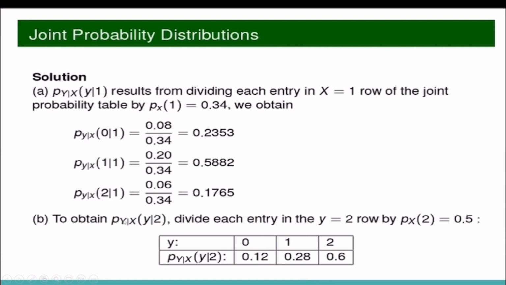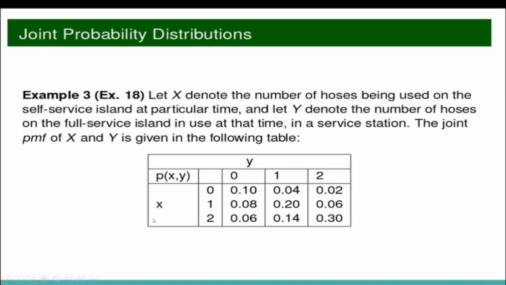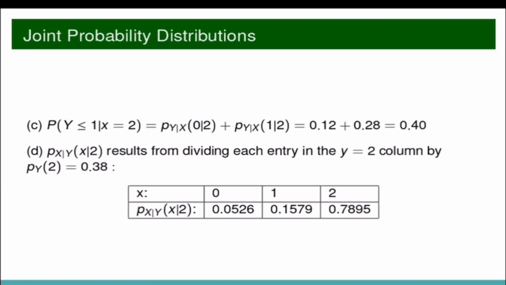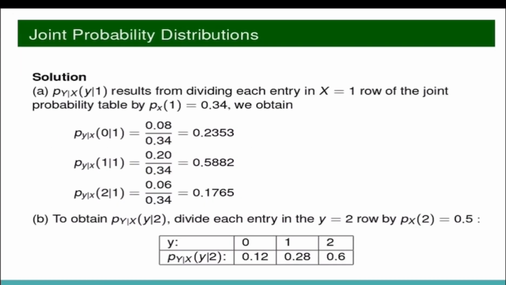To obtain the probability of y given x, don't forget it's y given x. Let me first look at x equal to 2, which is basically this row. So I'm going to add 0.3 plus 0.14 plus 0.06, which should be 0.5. So the probability of x equal to 2 is 0.5.